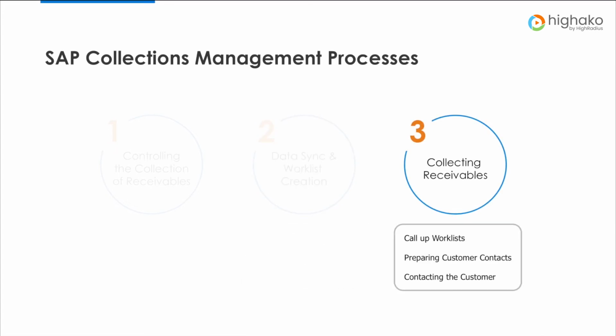Moving on to the last process, that is, collection of receivables. This step is performed by collection specialists where they are charged with contacting and collecting the past dues from the customers. This process is divided into three steps. The first being the call-up work lists, where a work list is automatically created for each collection specialist on a daily basis. These work lists contain all the customers that are to be contacted in order of priority, and the priority is determined by the collection strategy assigned to the customers.